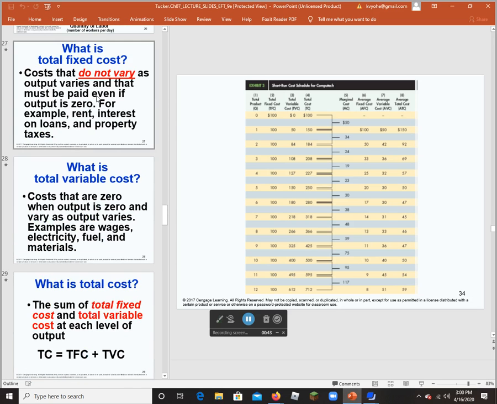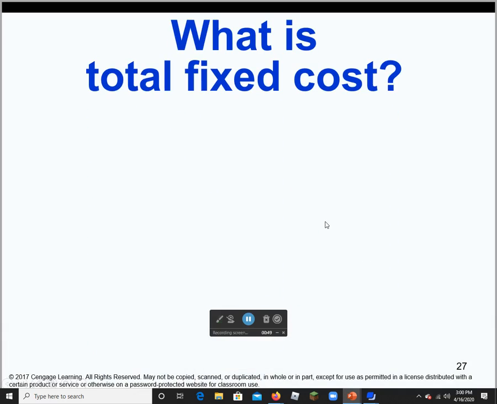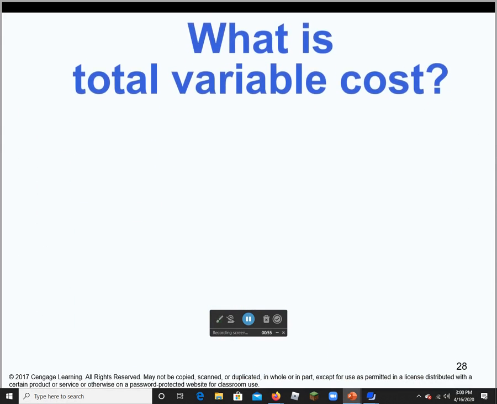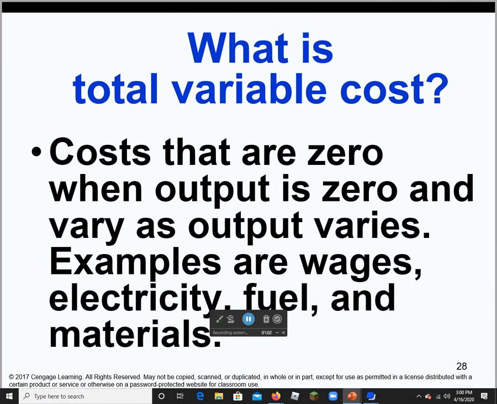Total fixed cost: costs that do not vary as output varies. Things like rent, interest on loans, and property taxes. That's abbreviated TFC. TVC, total variable cost, are costs that are zero when output is zero and vary as output varies. Examples are wages, electricity, fuel, and materials.